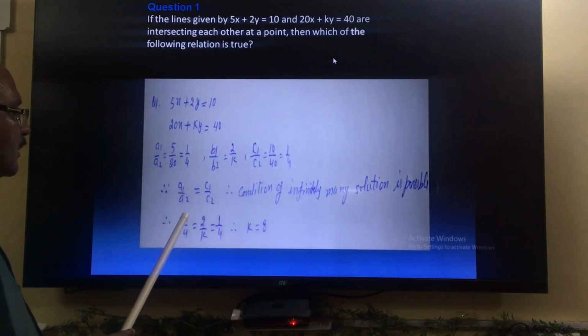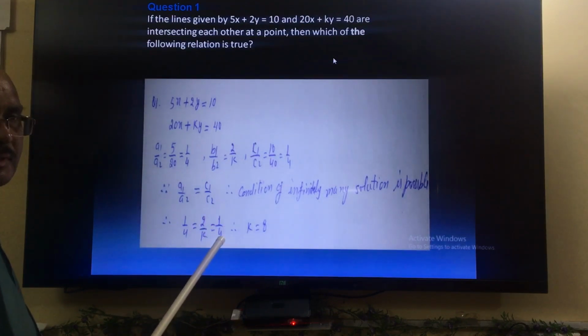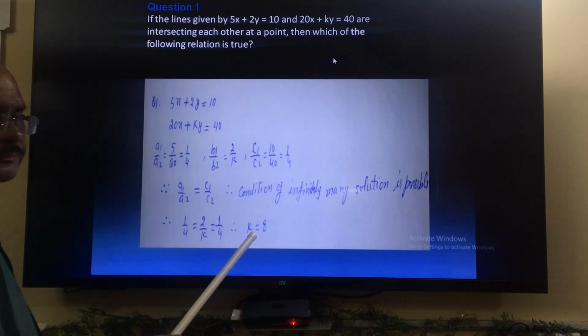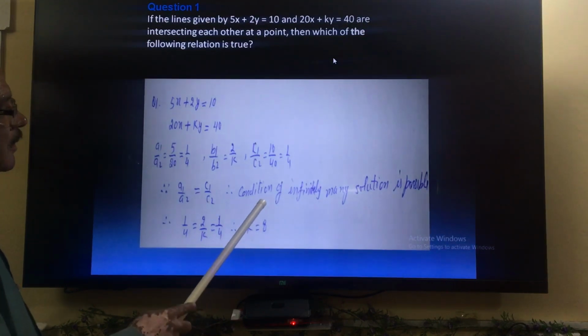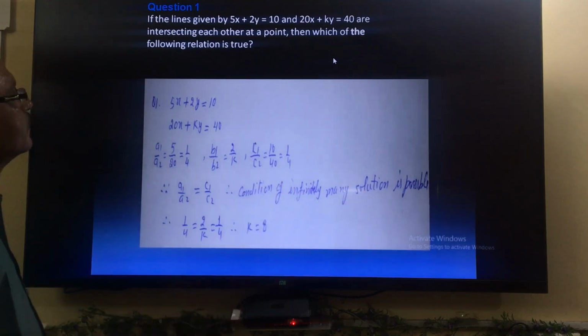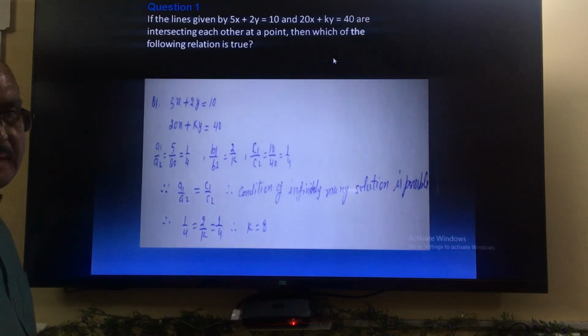So we can write a1 upon a2 is equal to b1 upon b2 is equal to c1 upon c2. If we apply this condition, we will get k is equal to 4. So in this case, the condition of infinitely many solutions is possible. So this relation is true, that it has infinitely many solutions. I hope you understood very well if you have gone through the conditions.